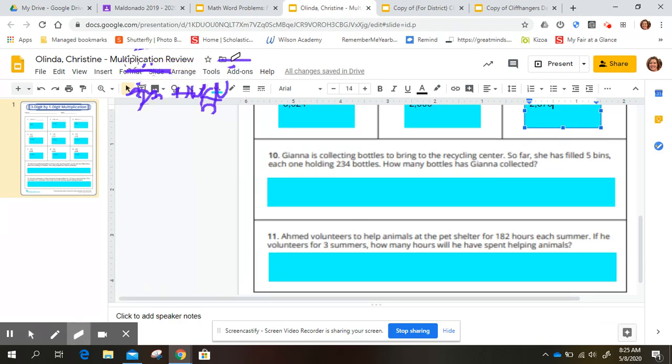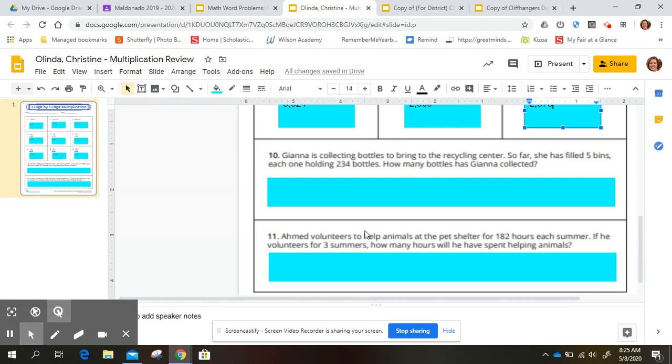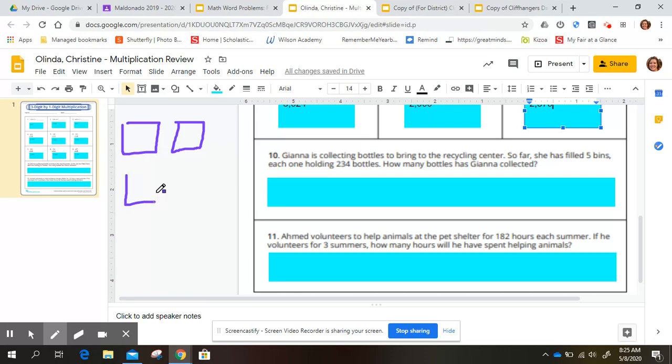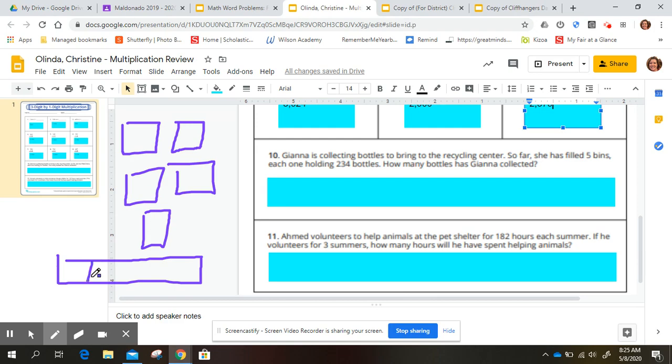Gianna is collecting bottles to bring to the recycling center. So far, she has filled 5 bins. Each one holds 234 bottles. How many bottles has Gianna collected? So if I'm thinking about that read, write, draw, I have 5 bins: 1, 2, 3, 4, 5. Or I could do a tape diagram with 5 boxes. And then each one, that's the clue right there, each one holds 234. So inside every bin or every box, I would have 234. I could add this 5 times, but it is much more efficient to just multiply.